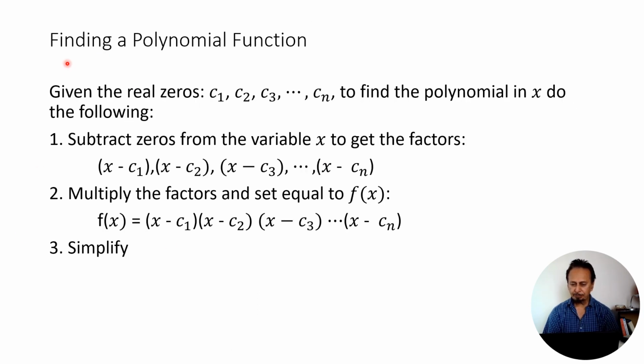So next is finding a polynomial. We are given the zeros, that's the real zeros, c1, c2, c3, cn. To find the polynomial, we will do the following. First we subtract each zero from the x's, so we get x minus c1, x minus c2, x minus c3, and x minus cn. Then we multiply all of these and set this equal to f of x. And then of course when we multiply, we have to simplify.